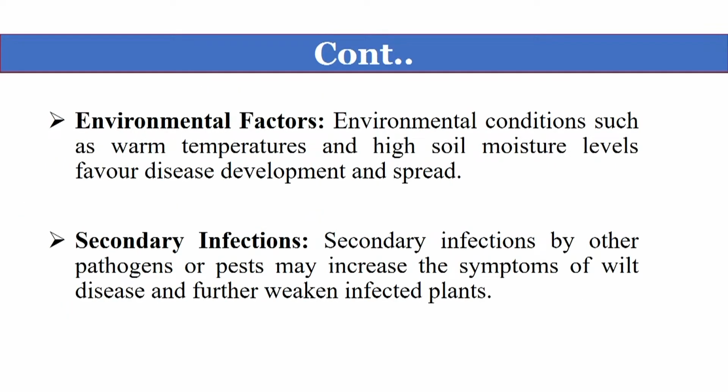Another factor is environmental conditions, such as warm temperature and high soil moisture levels, that favor disease development and spread. And secondary infection by other pathogens, like pests, may increase the symptoms of the wilt and further decrease the yield of infected plants.